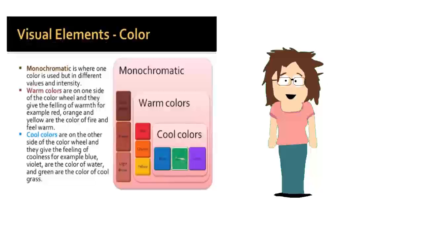Monochromatic is where one color is used but in different values and intensity.